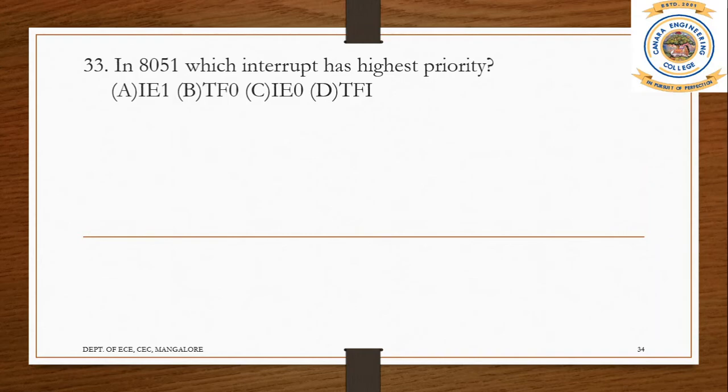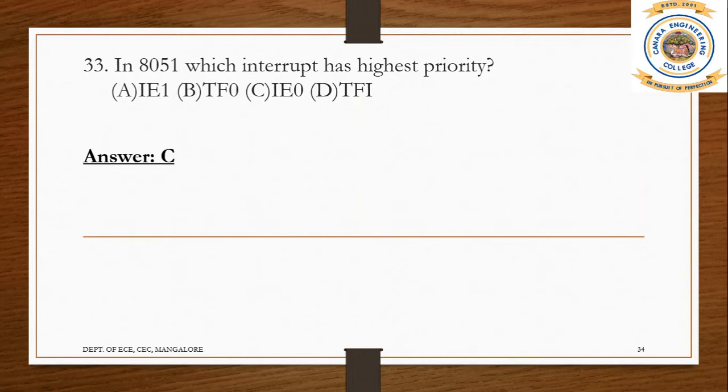So in 8051, which interrupt has highest priority? So we have seen that answer is C, right? Out of these given, that is a little tricky here. IE1 is given, TF0 is given, IE0 is given, and TF1 is given. In the sense, external interrupt. IE stands for external interrupt. Basically it is interrupt external 0, interrupt external 1, timer overflow 0, timer overflow 1.